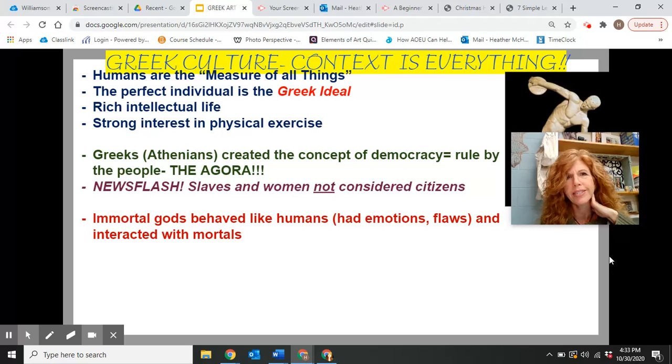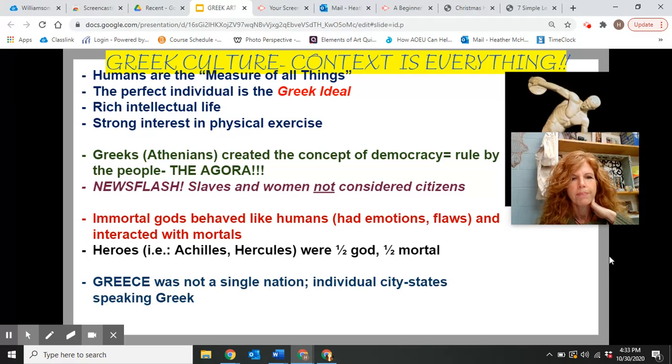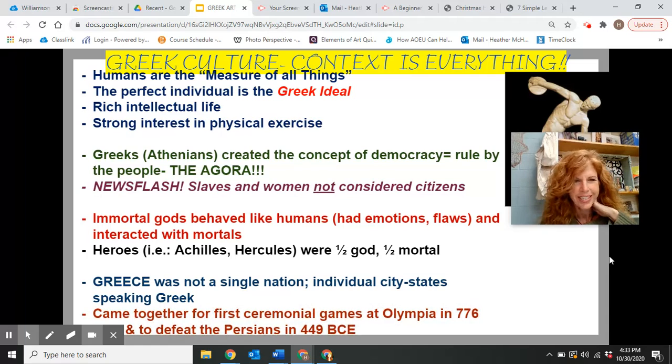And that wasn't just in Athens. Remember, you're thinking about the fact that Greece at this time is broken up into city-states. There's not just one whole unified country. Immortal gods, right? These gods have flaws, they have emotions, they can be killed, and they interacted with mortals as well. Greece was, I already spoke to that, right? It's not a single nation, but individual city-states.